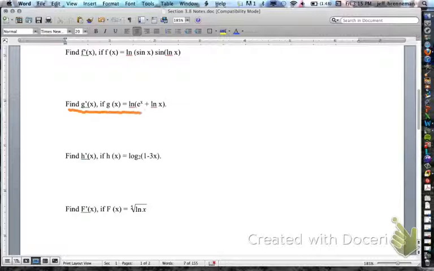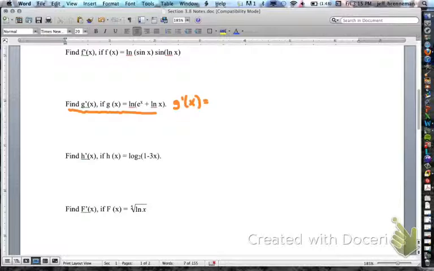In this problem, it asks us to find g prime of x if g of x is equal to the natural log of this quantity. And so let's go ahead and see what we can do here. Hopefully you see the big picture. You see that there is a chain rule at play here. And so if we were to find g prime of x, what would that look like?